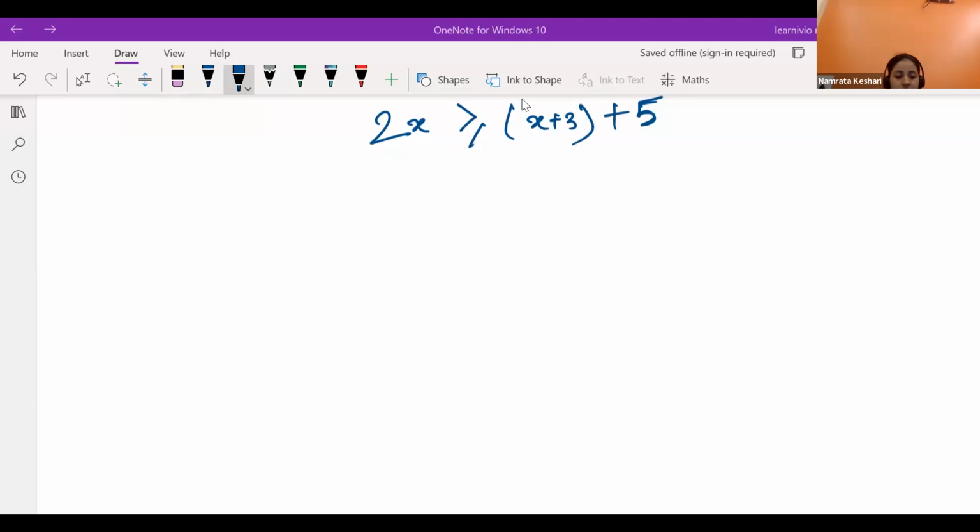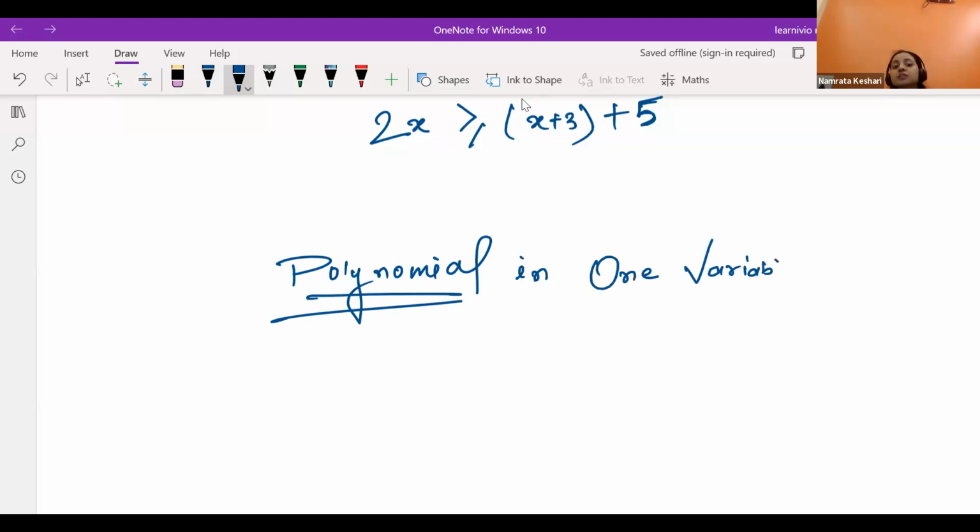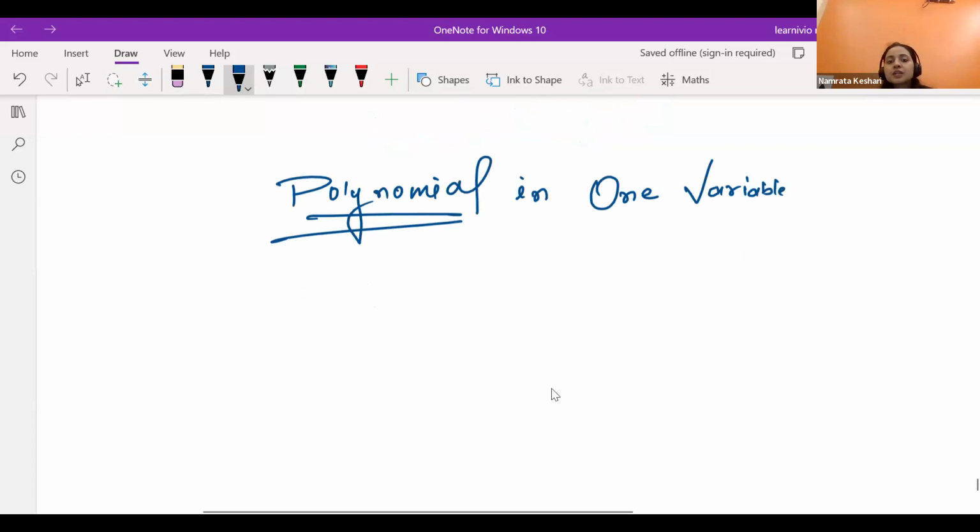So yes, the very first concept in this chapter, polynomials, is that we are going to discuss polynomials in one variable. When we are talking about polynomials, we'll be talking about polynomials in one variable. Okay, so let's continue. First thing first, you should understand how to identify a polynomial.